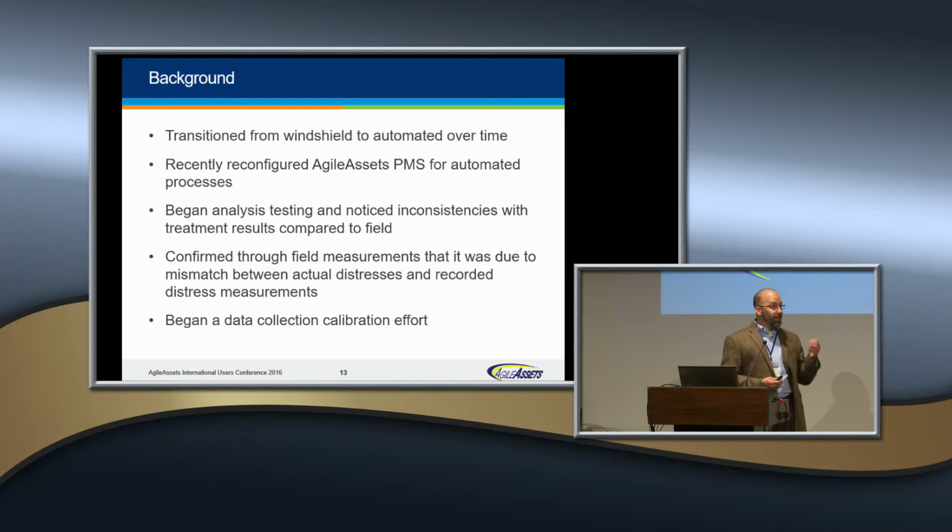When we started doing our analysis testing, different from what AgileAssets will do to ensure that the software works, the window's open, and those sort of things, we're talking about more of an engineering testing side, where we're going in and ensuring that if I expected this treatment to come out with this result, we're going to make sure that that happens. How do we ensure that?